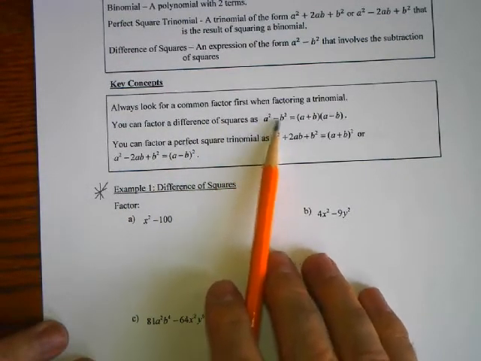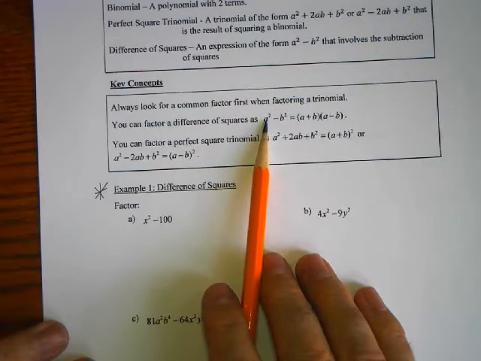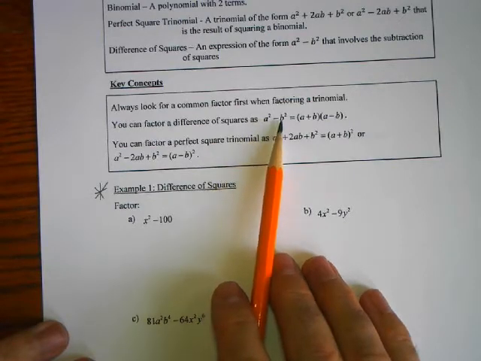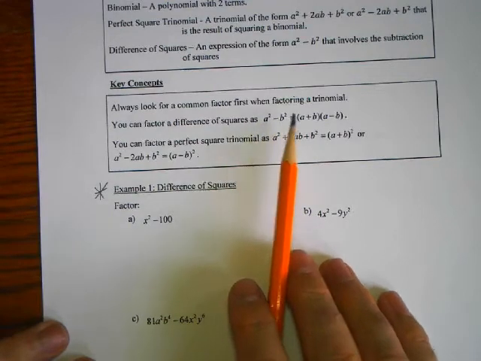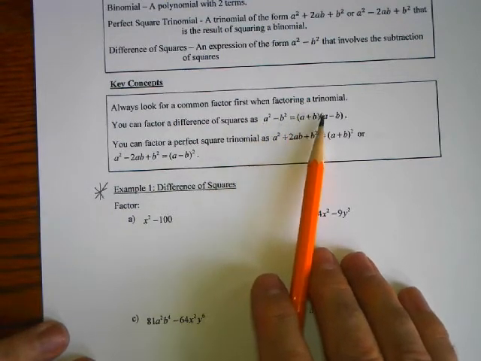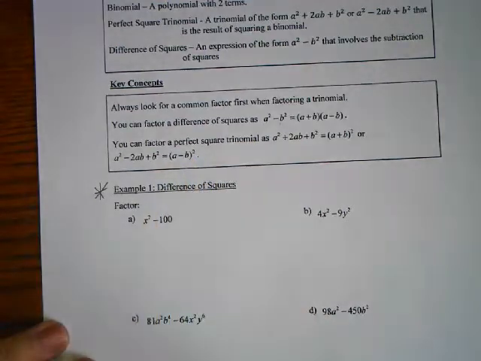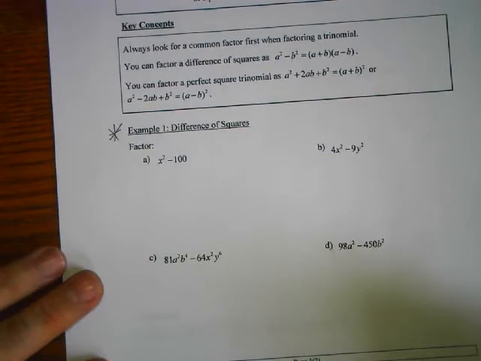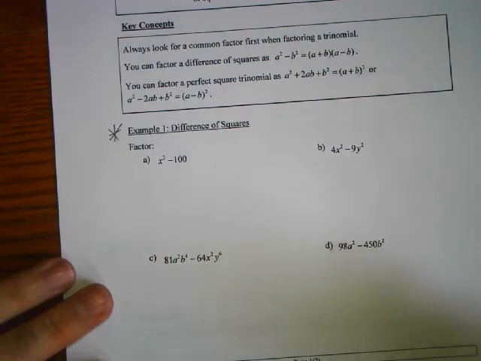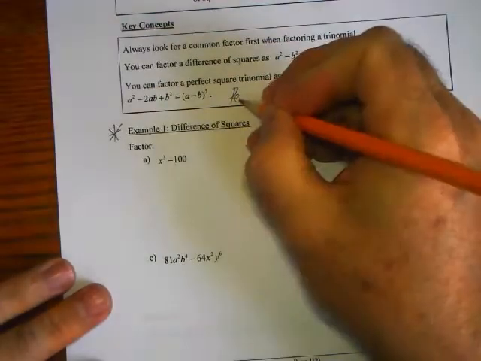And when you do see this pattern, if you're trying to factor something like a squared minus b squared, you figure out what's the a, what's the b, and the factors will be a plus b and a minus b. So let's look at that here. Now, one of the skills to have here is recognizing numbers that are perfect squares. Okay, so we call those perfect squares.